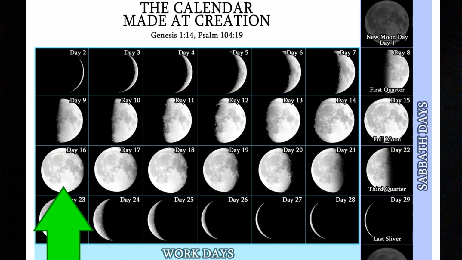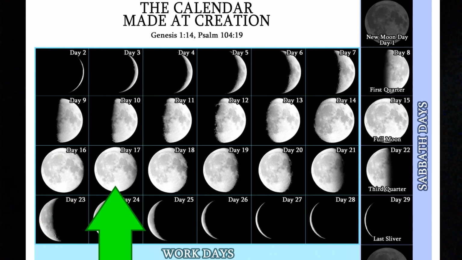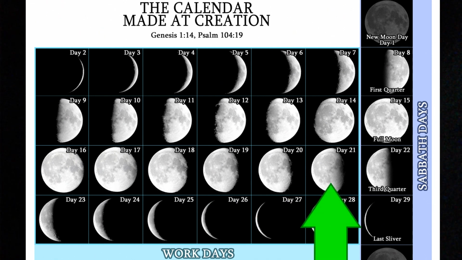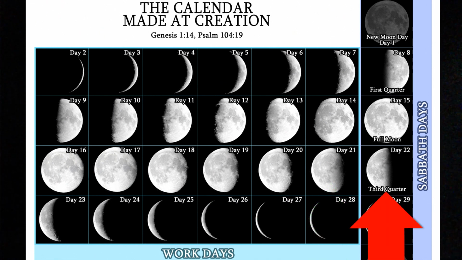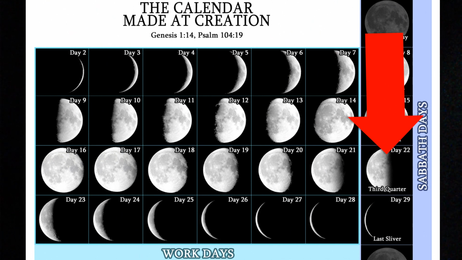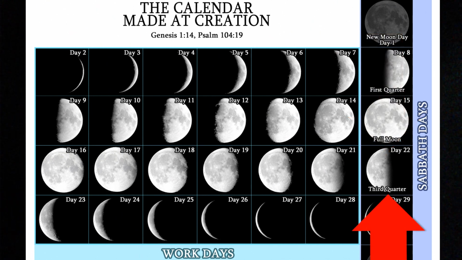You start counting a work day, a work day, a work day, a work day, a work day, and on the 7th day, the 22nd, that's the third Sabbath of the month. The moon will be 50% full, because from the full moon, the moon will begin to decline, and decline, and decline, and then you have a 50% full moon on the third Sabbath of the month, on the 22nd.